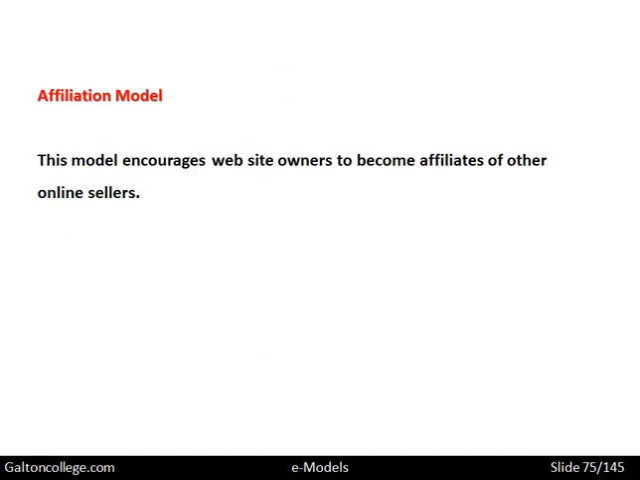The affiliation model. Well, this model encourages website owners to become affiliates of other online sellers. So this is when websites join up. They have got some sort of logical connection between them. They have the facility to support each other. So they become affiliates. They become related. They help each other. So one website promotes the other website and vice versa, and in this way they increase their exposure on the internet.